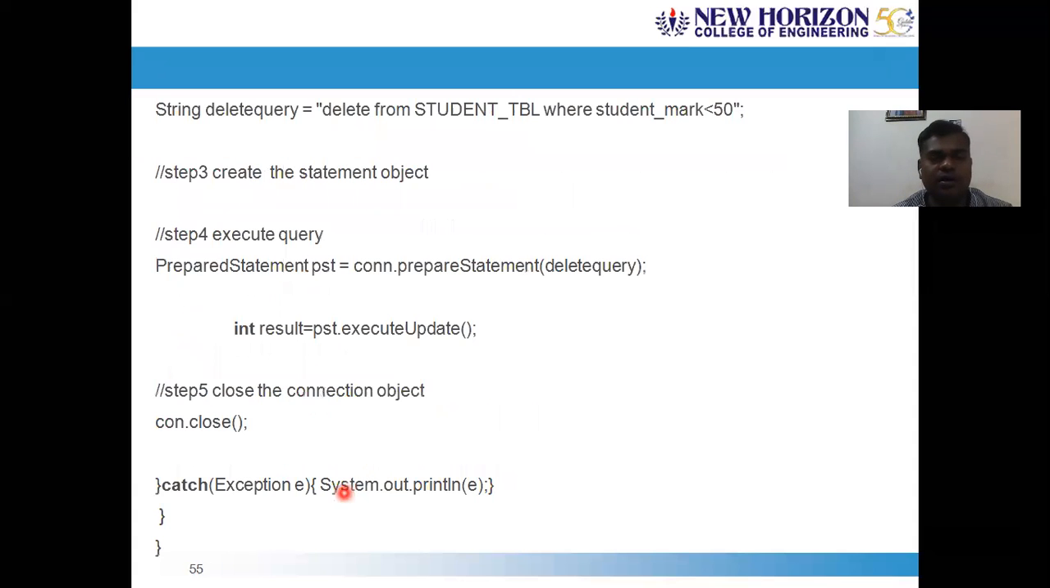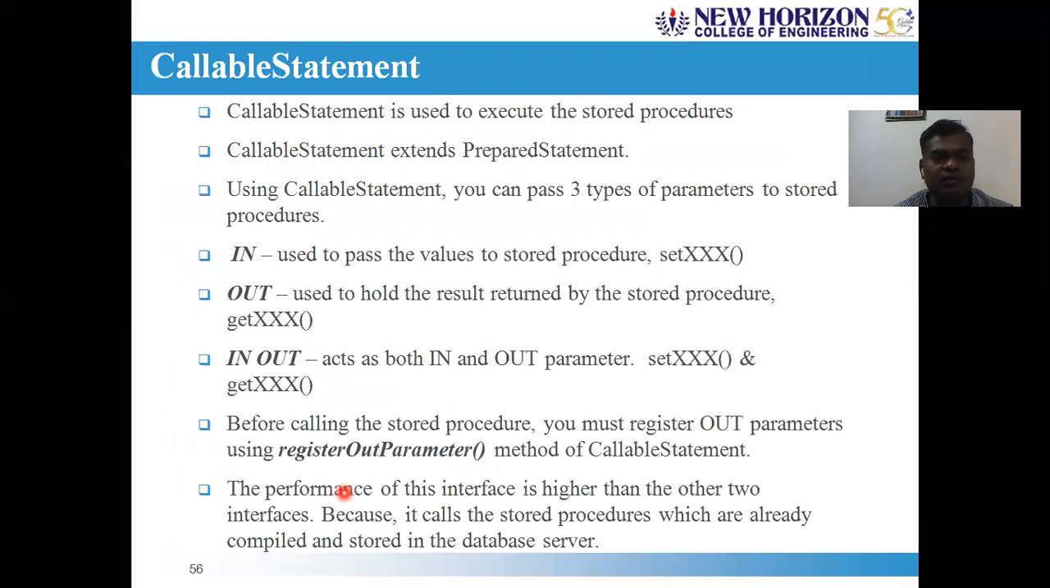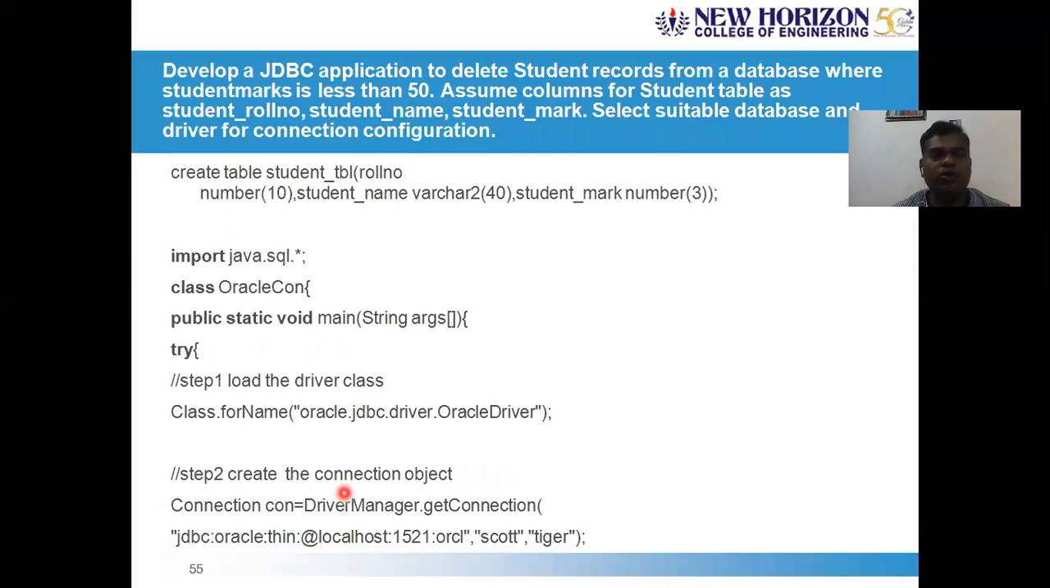Here you have another example for the deletion. Quickly we'll look into this application. Develop a JDBC application to delete the student records from the database where student marks is less than 50, which is a constant. I should remove all the records whose marks are less than 50. Assume columns for the student table as student_roll_number, name, and student_mark. Select suitable database and driver for the connection.